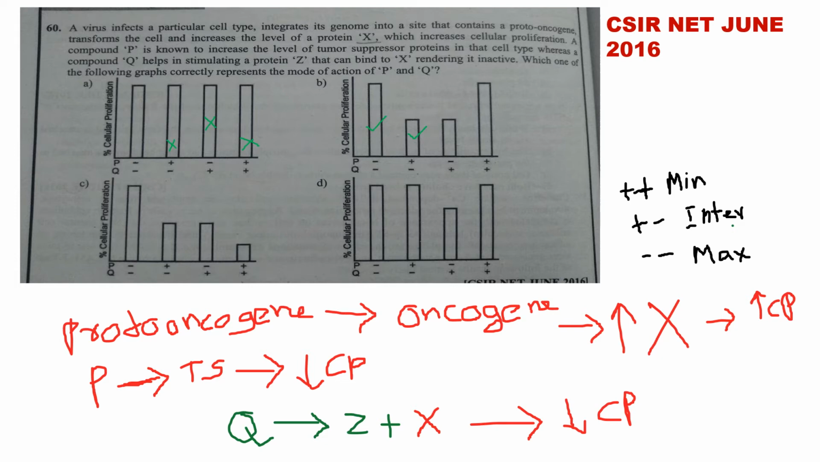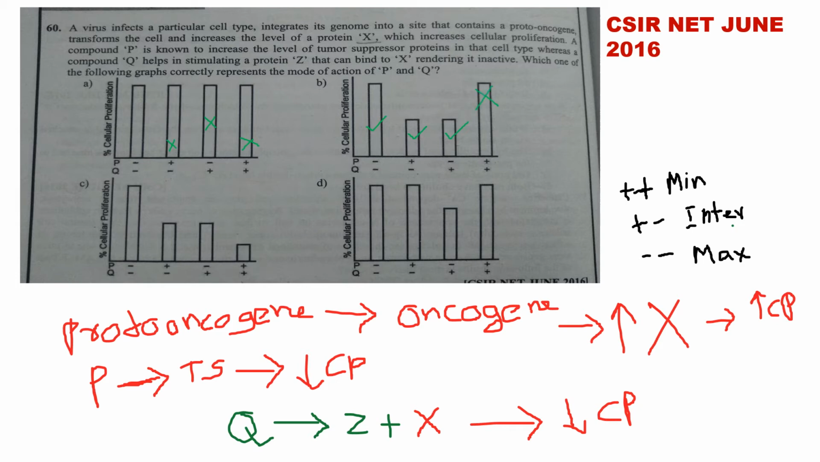And here Q is present, P is absent. So here also lesser cell proliferation. Lesser means 50%. So this is also correct. And here P and Q both are present. If P and Q both are present, that means minimum cell proliferation. But here maximum cell proliferation. So this is not correct.